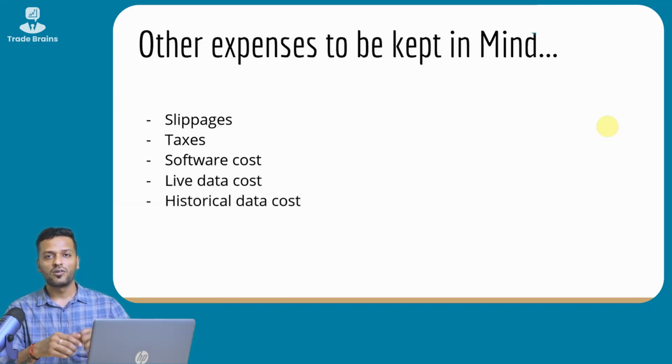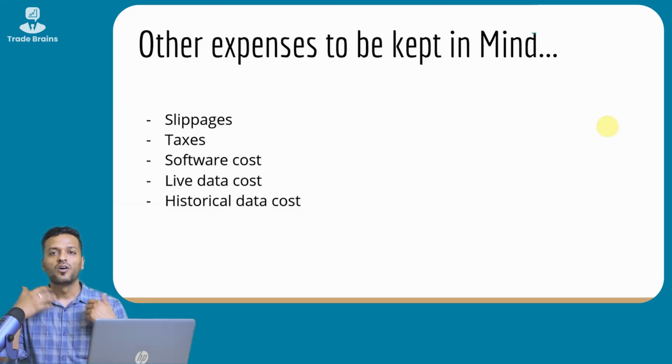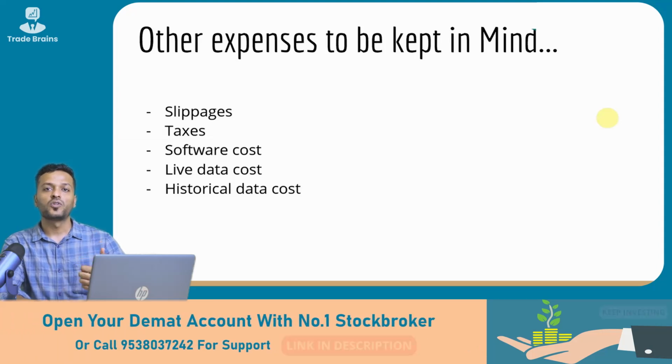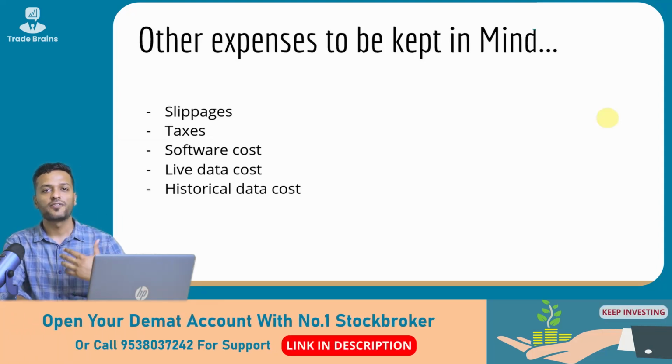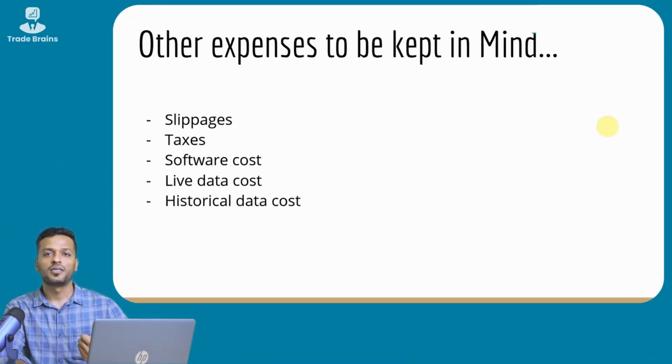Historical data cost. Now history normally has a very important factor in predicting the future. So if you want to do historical analysis of any shares or index or about 50, 60, 70 shares which you are tracking, then that data also comes at a cost. You need to buy that data from the market, from people who are keeping records of that, or from the companies who keep a record of that, and pay a cost to be able to use that data. So these are the important other expenses which we should keep in mind. The first is slippage, taxation, software cost, live data cost, and historical data cost.